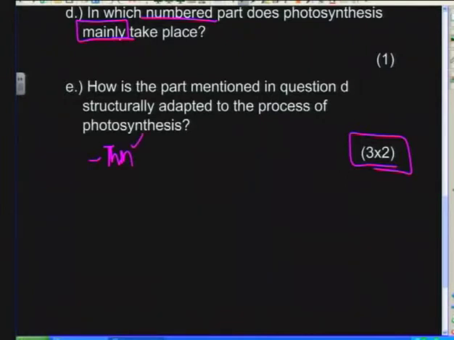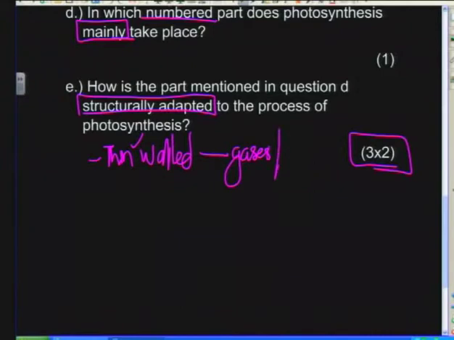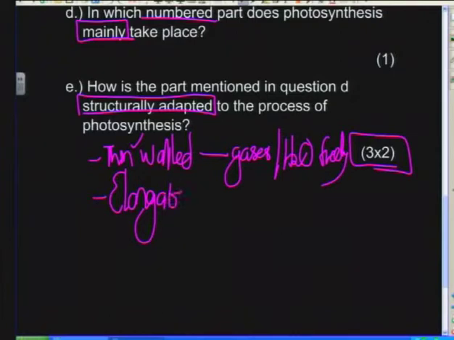It says, how is it structurally adapted? So I want you to tell me, it is thin-walled. And now for your second mark, give me the reason. It is thin-walled, so gases or water can move freely. What else? It's elongated. There we go, elongated, 1 mark. What does that do? Increases surface area.